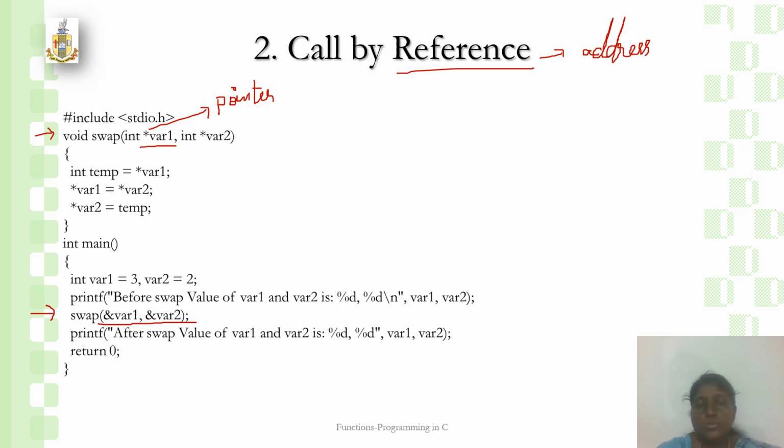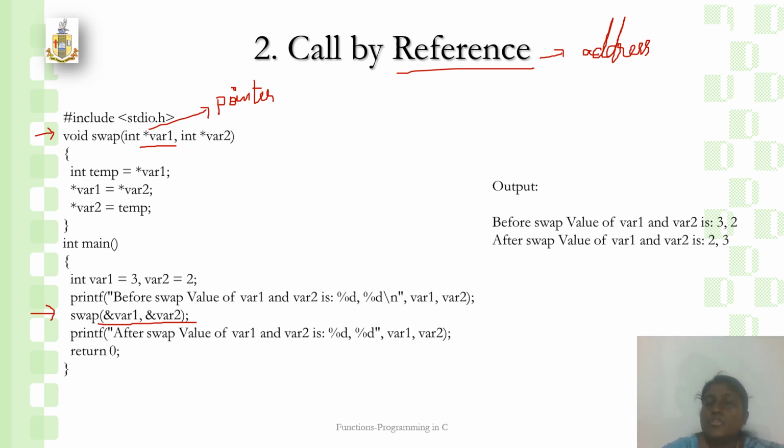So now the output will be: before swap value of var1 and var2 is 3, 2, and after swapping the value will be changed to 2, 3. So now here, address of variable 1, address of variable 2. Both the actual parameters will refer to the same address location. So whatever changes you are doing in that location, whatever the values are there, that will be affected in both the functions and in the main function also. So this is called call by reference.